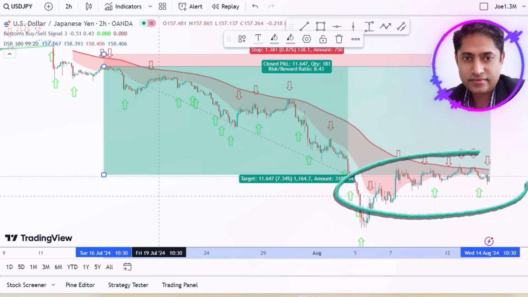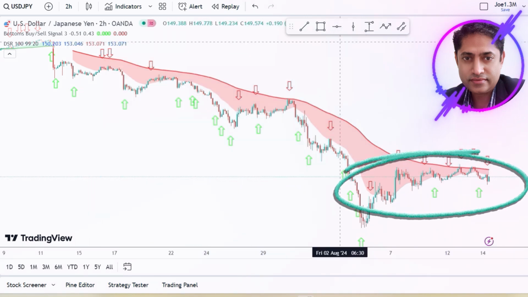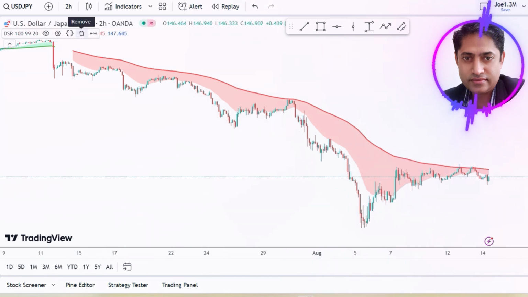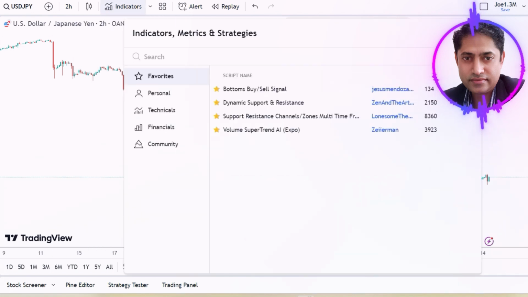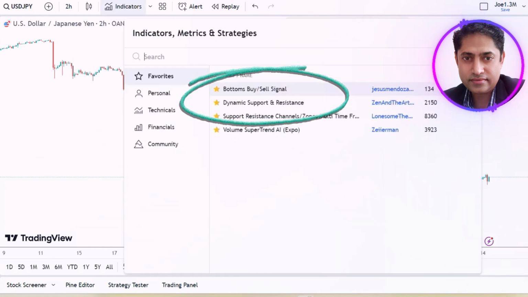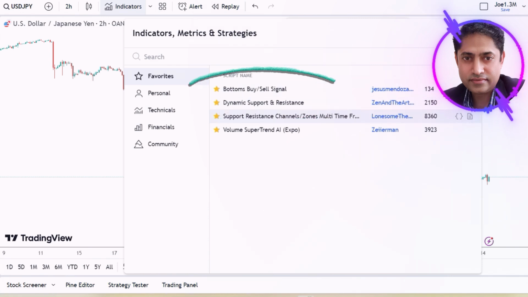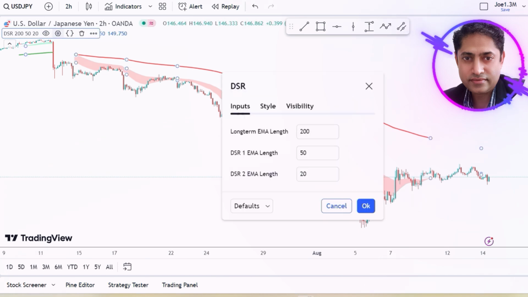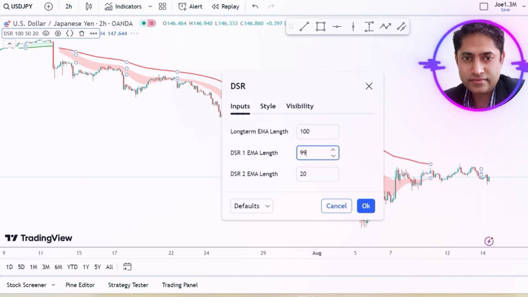Now, what is this indicator? This indicator is a very, very simple indicator. I'll just first delete and show you how the setup is. So you go to indicators and you can see in my favorites, I've got very few indicators over here. The first indicator is dynamic support and resistance. I go and change the settings. Since it's a 2-hour chart, I will make this as 100. I'll make this as 99. So long-term EMA is 100. Dynamic support and resistance, first EMA is 99. And the second one, I will keep it as 25. And that's it. So your trend indicator is there in place.